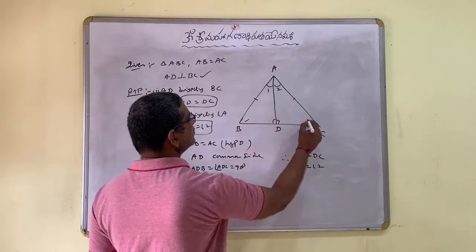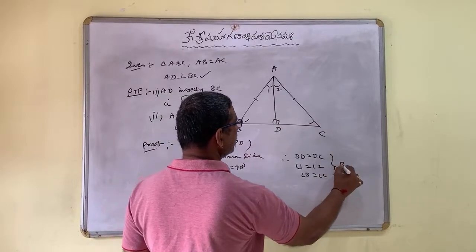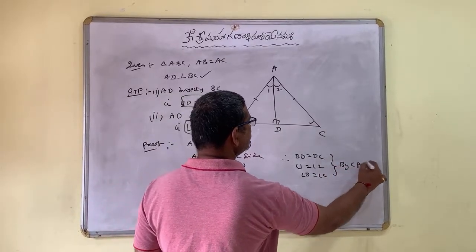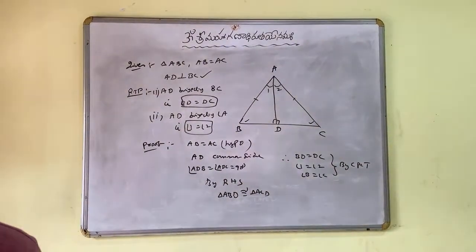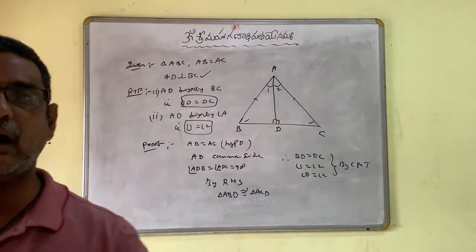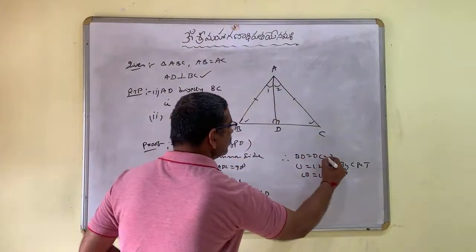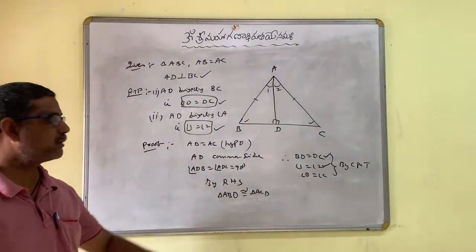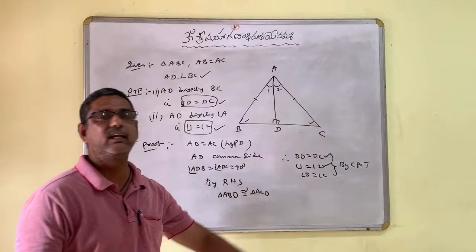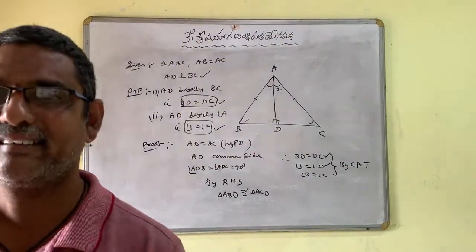Not only that, these two angles are also equal by CPCT. Now, see the required to prove, over. Bonus, we also know angle B is equal to angle C. That is bonus. Okay?